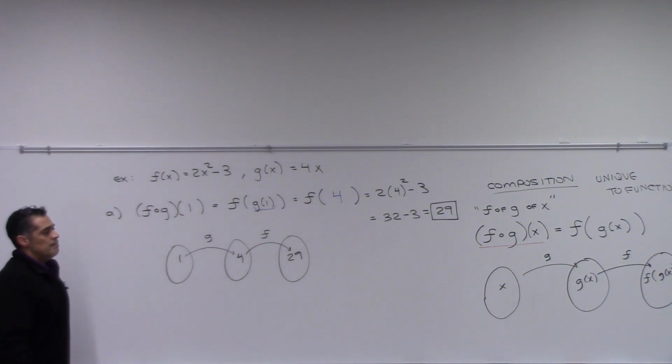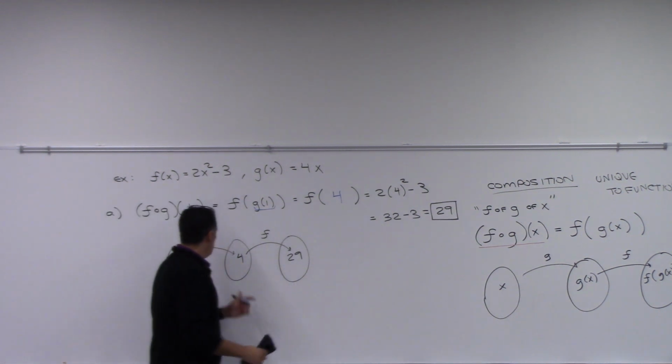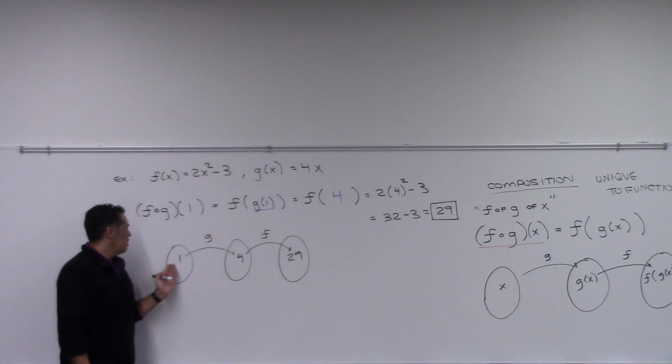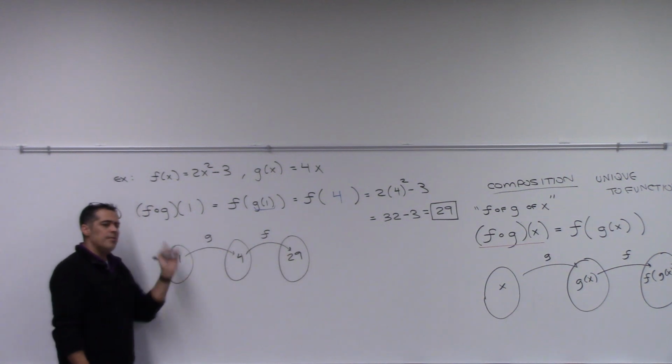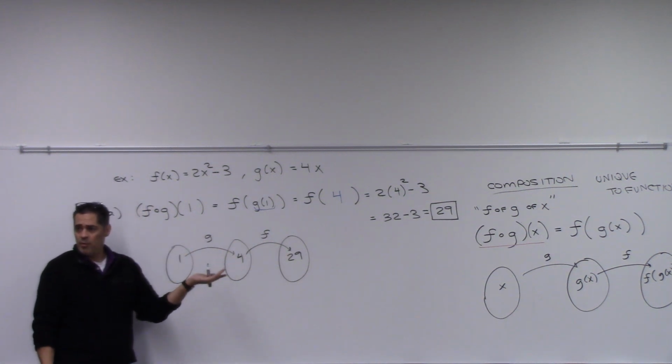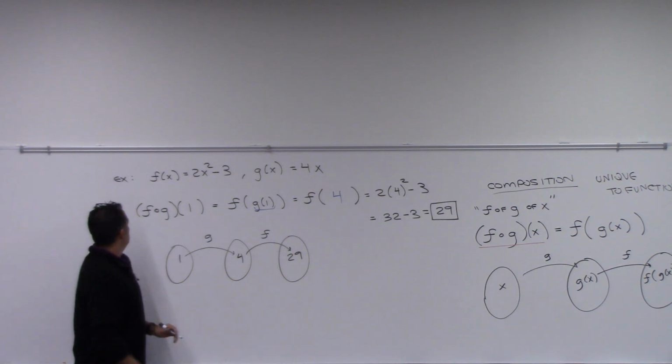All right, now, with composition, you can reverse the order. Like here, who got 1 first? G got the 1 first, and then that answer went through F. But couldn't we send the 1 through F first? Right, we could. So what does that notation look like? Well, that's part B. So look at part B.